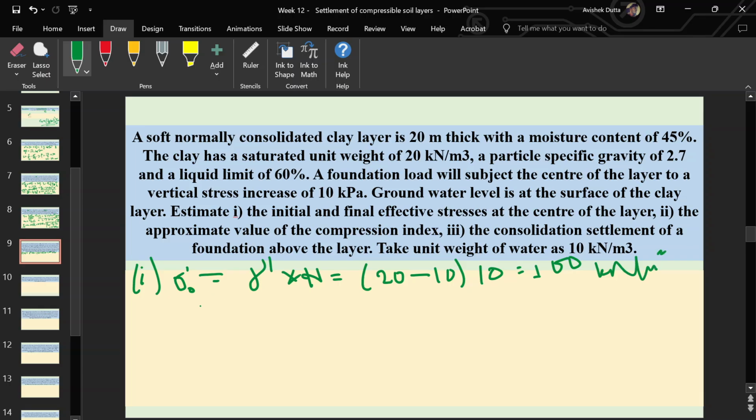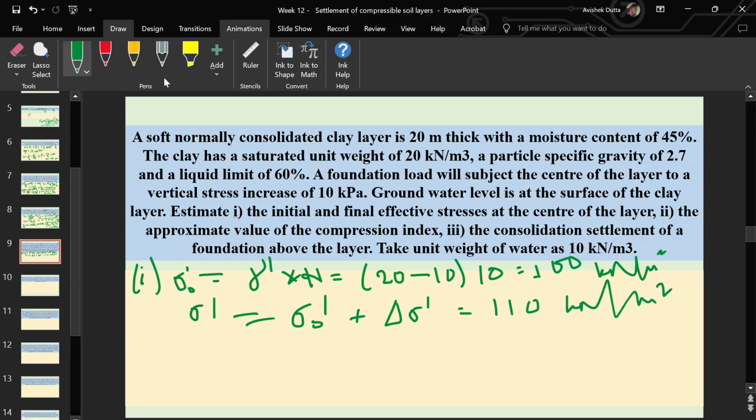What is the final? Initial plus change in the stress. The change in stress is 10, so 110. The change is 10, right? Increase of 10 kilopascal. Kilopascal and kN per meter square, same thing. So it is 110.